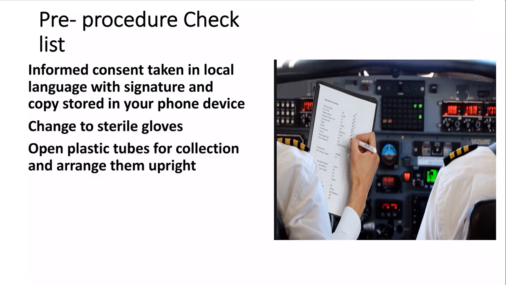Now change on to the sterile gloves. Open the plastic tubes for collection and arrange them upright. In most of the centers, we take the sample of the CSF in 3 tubes, though classically it is recommended that you should take it in 4 tubes. That will just increase the burden of the hospital, so in most of the places, you will notice 3 tubes being used. I'll tell you subsequently which sample will be preserved in which tube and sent to which department. Assemble the stopcock on the manometer.